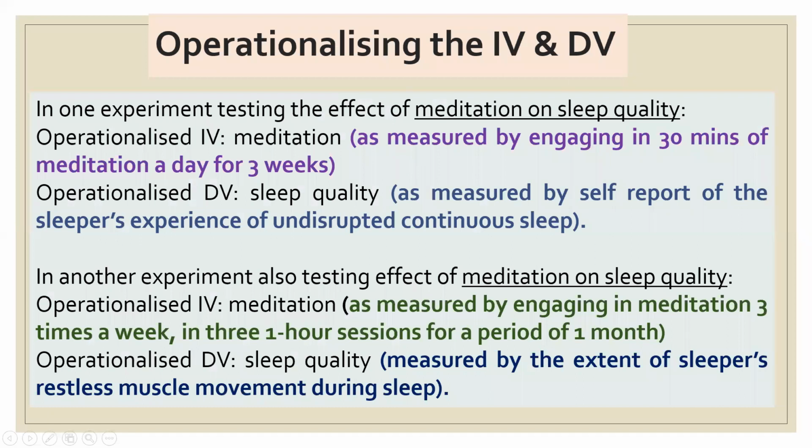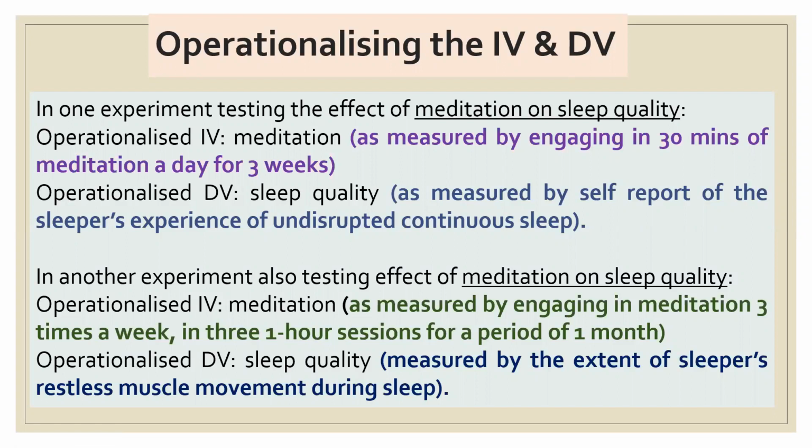So let's look at how we might operationalize the IV and DV. Remember, in two different studies, we can do meditation differently. In one study, we might ask the participants to meditate for half an hour every day for 3 weeks. In another study, which also assesses meditation, we might ask participants to do meditation 3 times a week in one-hour sessions for a period of 1 month. So that's a little bit more ongoing there. Obviously it's the same simple IV, but the way we're measuring that simple IV is different across two separate studies. So that's why it's important for you to understand why researchers need to operationalize variables.